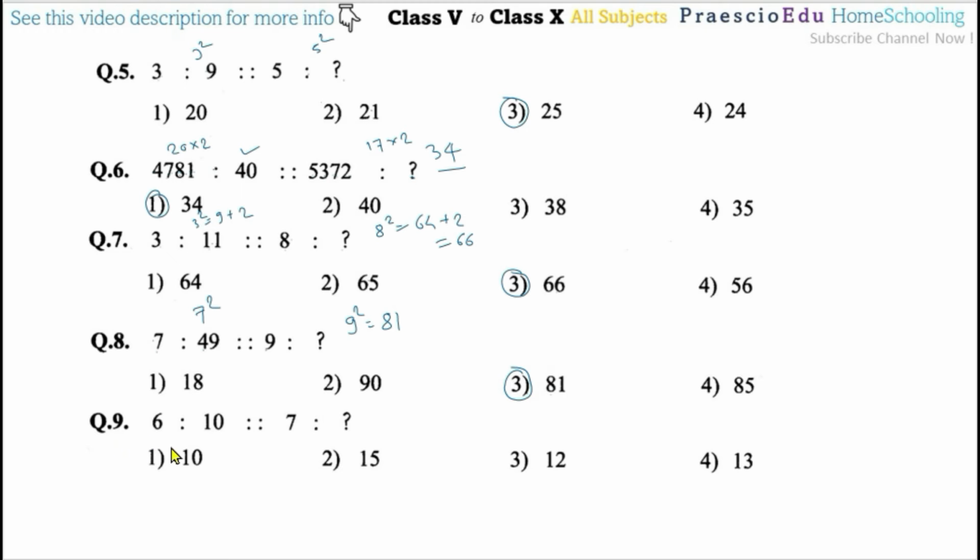Now question number 9, 6, 10, 7, question mark. So 6 multiplied by 2 we are getting 12, and then minus 2 we are getting 10. So like this one, 7 multiplied by 2 is 14, 14 minus 2 we are getting 12, 12 is given in option number 3.